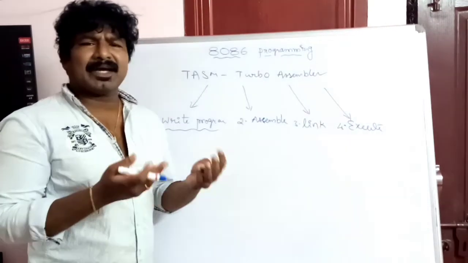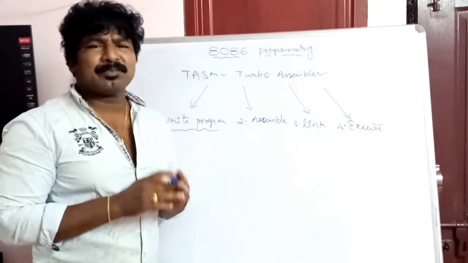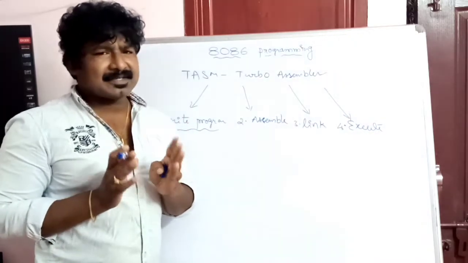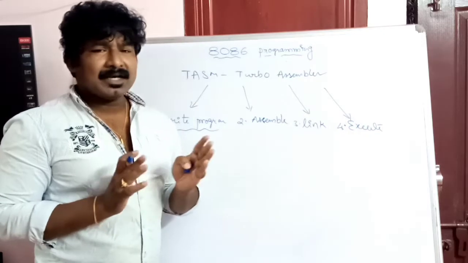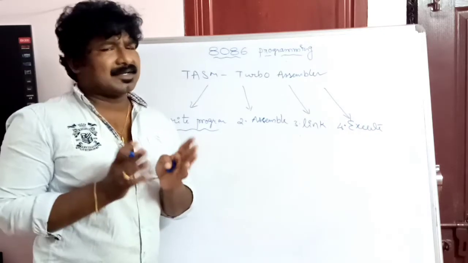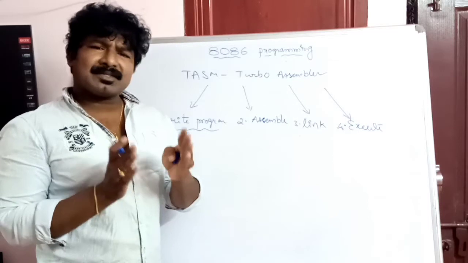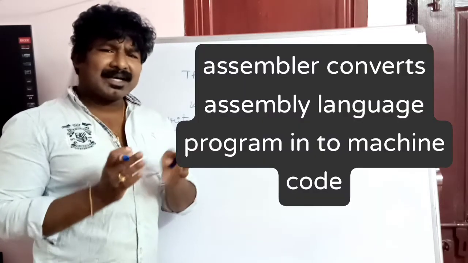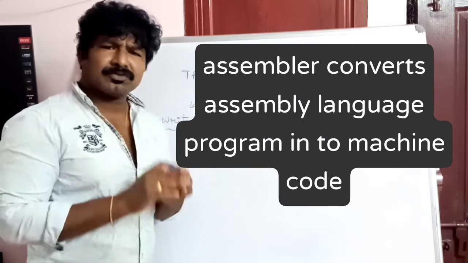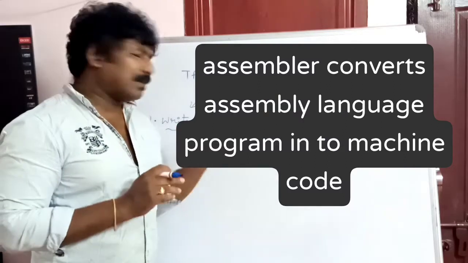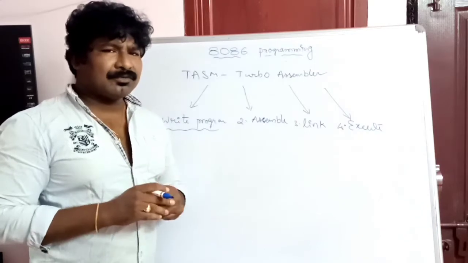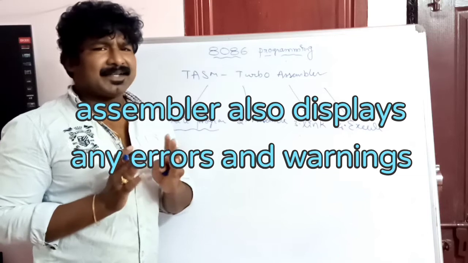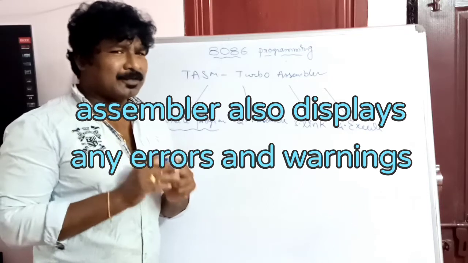Coming to assemble: after completing my program, I need to assemble it. If you are familiar with languages like C, C++, Java, you compile your program. What does the compiler do? It converts your C program into object code. Similarly here, we want to convert our assembly language program into machine code. That phase is called assembly. Assembling will show you any errors like syntax errors, or any warnings, on the screen.